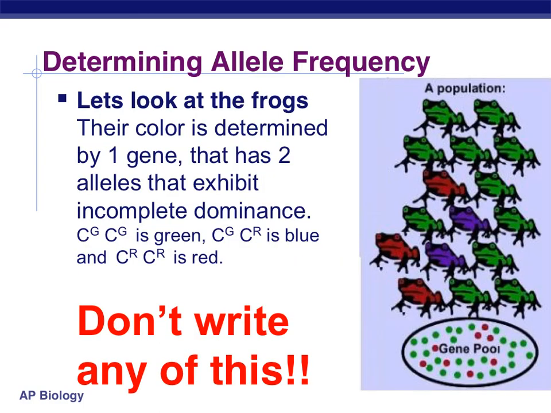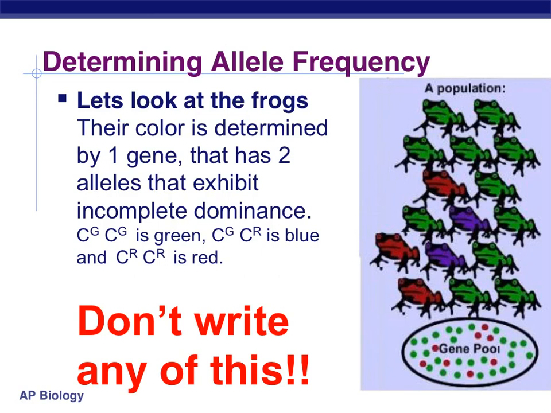Alright, so how do we determine allele frequency? So I want to draw your attention to this picture. We have a bunch of different frogs. Most of them are green. We have a couple of red and a few that are purple or blue, whatever color you want to call that. Their color is determined by one gene. One section of DNA that codes for skin color. That gene has 2 alleles, and those 2 alleles exhibit what we call incomplete dominance.